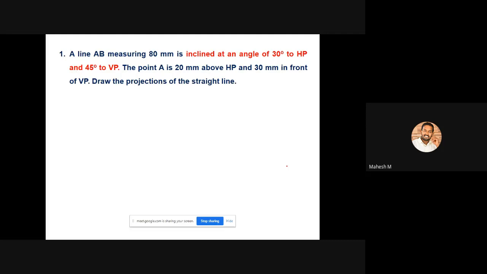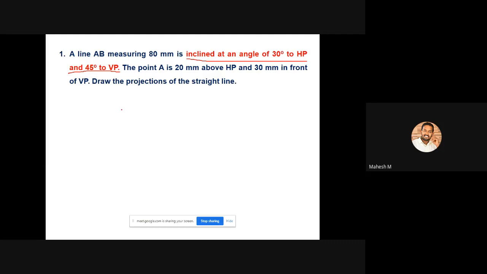Okay, so from the problem itself, we can clearly understand that the condition is inclined to both the planes. That means inclined at an angle of 30 degree to HP, so for HP it is inclined, and also for VP it is inclined. So the condition is inclined to both the planes. But the angle may differ for each and every problem. That is not an issue. So you have to remember one thing first, whether it is inclined to both the planes or not. Okay, the problem is inclined to both the planes.